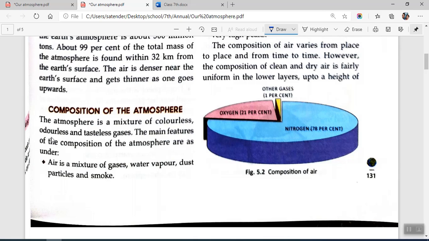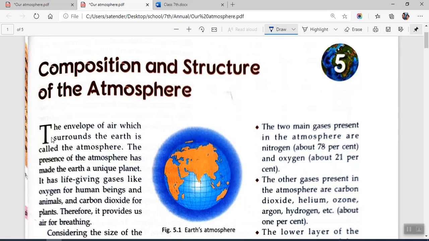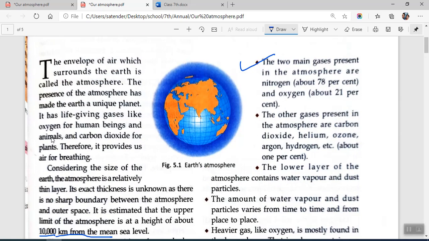Composition of the atmosphere. You will be starting from here. The main features of the composition of atmosphere are as under. You will be writing the first point, and then you will be writing the second point and third point.